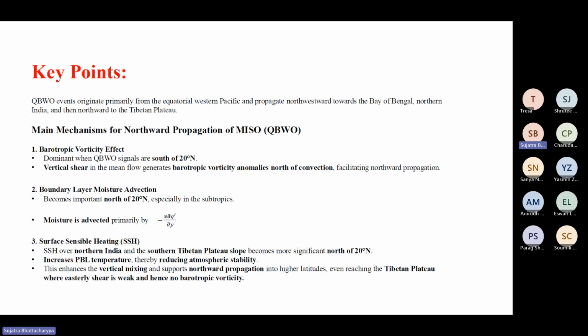Now the key point is that south of 20 degrees north, the northward propagation is mainly because of this barotropic vorticity effect. Above around 20 degrees north, moisture advection plays the dominant role, especially in this mode. And sensible surface heating becomes an important driver above 20 degrees north.